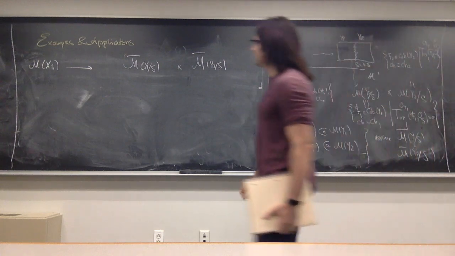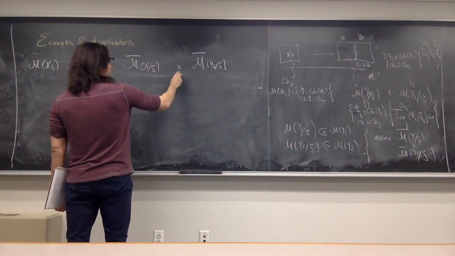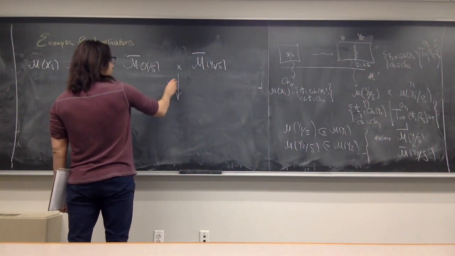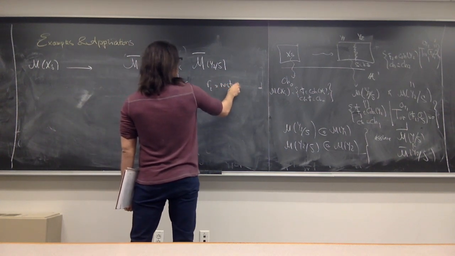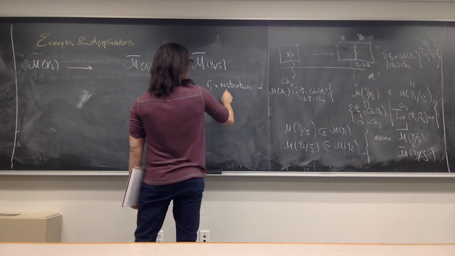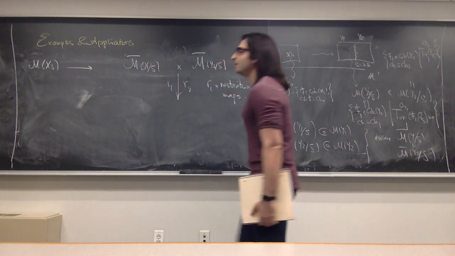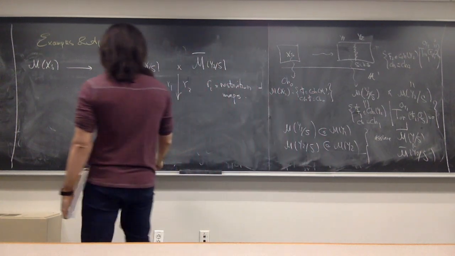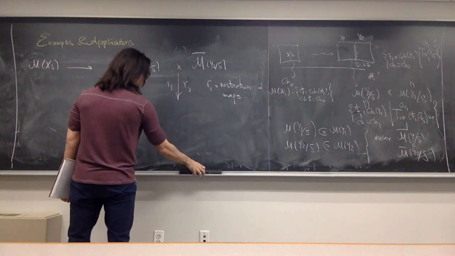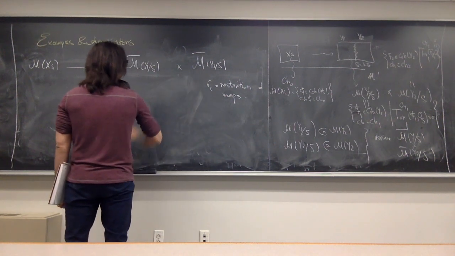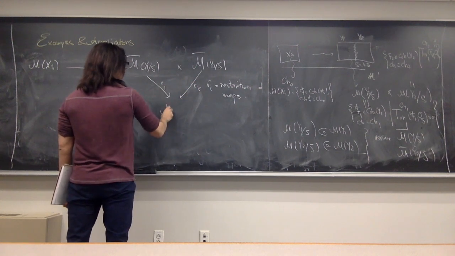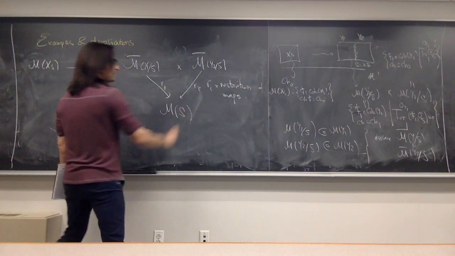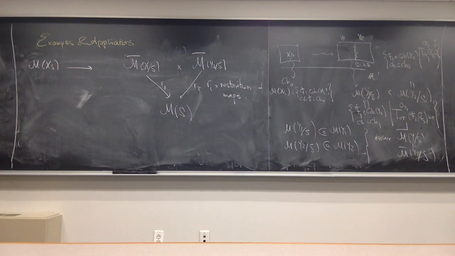and the two together map, via some restriction maps, where the Ri are the restriction maps, to the moduli space of, well, I can write it like this: the moduli space of sheaves on S, right?